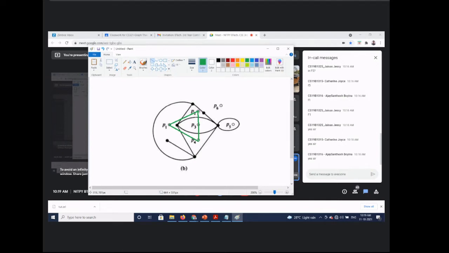Correct. Now, this is also correct. We'll try to see now. Drawing this line, this vertex became a pendant vertex. Can I draw from P4 to P5? Can I draw an edge between P4 and P5? Ajay says yes. Jesse says no. Kamesh says no. Yeah, we cannot because they are not adjacent.